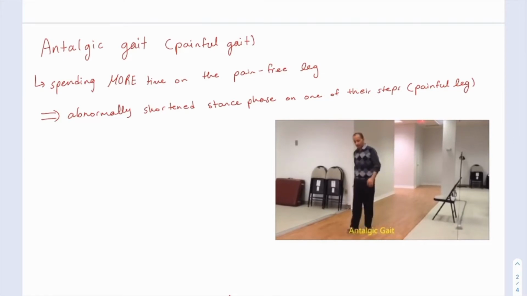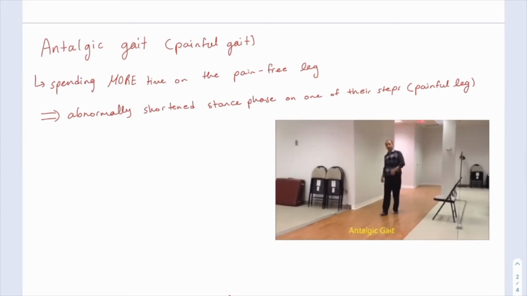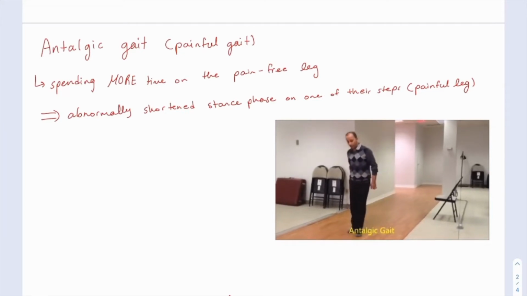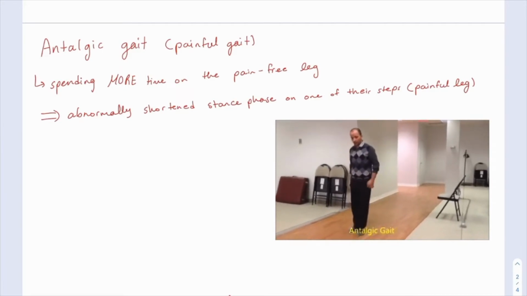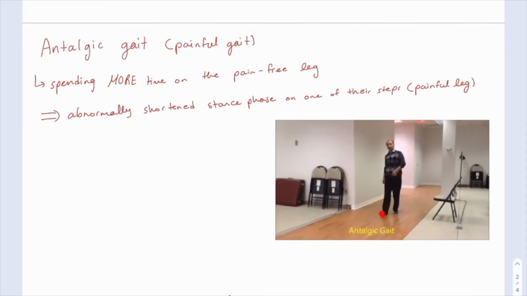So basically, for example, if you trip or fall and you injure your leg and it becomes painful, you would tend to spend more time on the pain-free leg as you're walking, and you would develop an abnormally shortened stance or stand phase on using the painful leg. So as you can see here, he's spending most of his time on this painless leg, and he's trying to avoid standing on his painful leg. So this is called the antalgic gait.